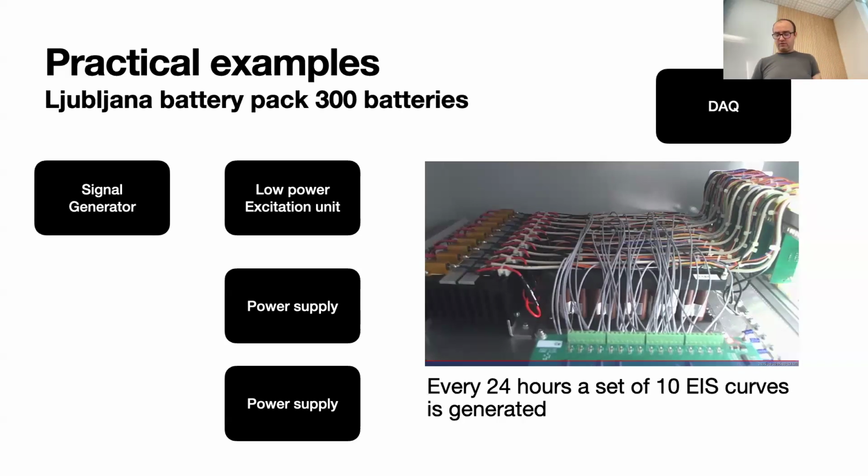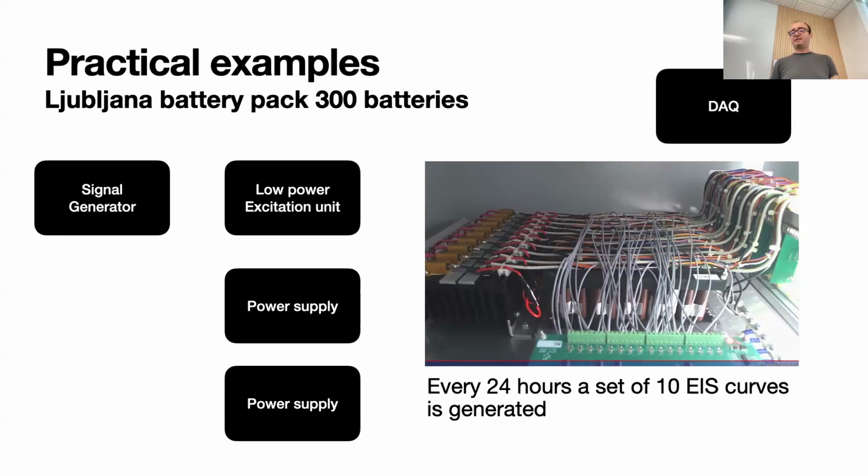We are testing long-term behavior of this battery pack. Every 24 hours, a set of 10 batteries undergoes an ice curve. So we practically measure ice curves on 300 batteries over and over. Every 30 days, every battery is cycled with at least one ice measurement.